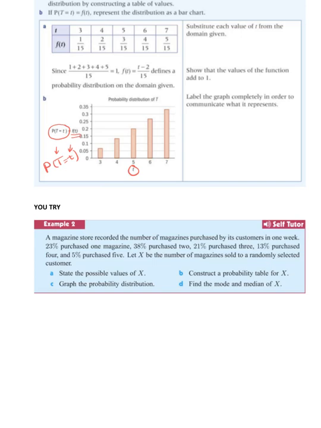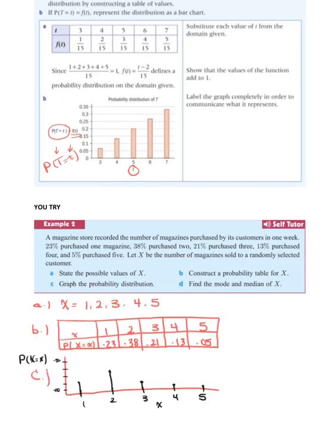All right, so you try example 2. A magazine store recorded the number of magazines purchased by its customers in 1 week. 23% purchased 1 magazine, 38% purchased 2, 21% purchased 3, 13% purchased 4, 5% purchased 5. Let X be the number of magazines sold to a randomly selected customer. State the possible values of X, construct a probability table, graph the probability distribution, and find the mode and median. So I will actually help you out with part D, but go ahead and give A through C a try on your own. All right, so hopefully you got these answers.